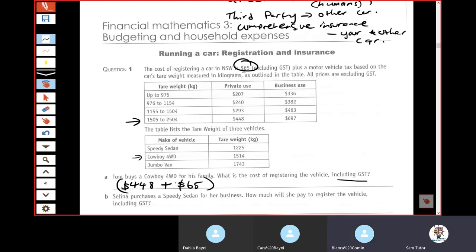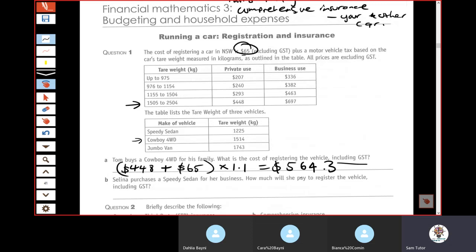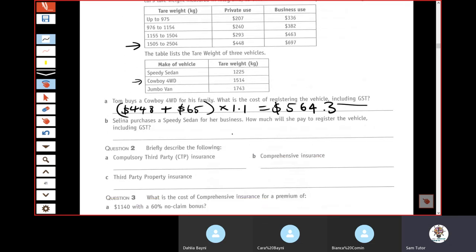Both of these amounts are not including GST. So I'm going to times it by the GST component, and that should get me the new price, which is $564.30. You're seeing we're doing pretty much the same math over and over again, just applied differently to different cases. Home insurance, car insurance, home energy plans, and so on. They're all the same kind of math.